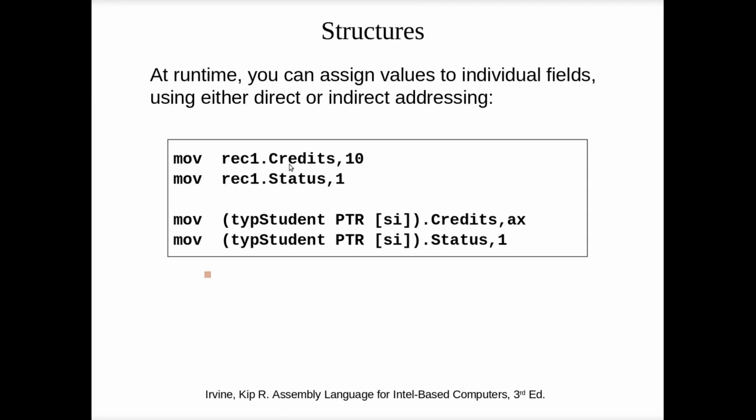Then, like with classes in C++ or Java, you can use the dot operator, and the assembler will know how much offset you want within each element. So in this case, I can move the value 10 into the credits of the first record, and I can move the status from 0 to 1.